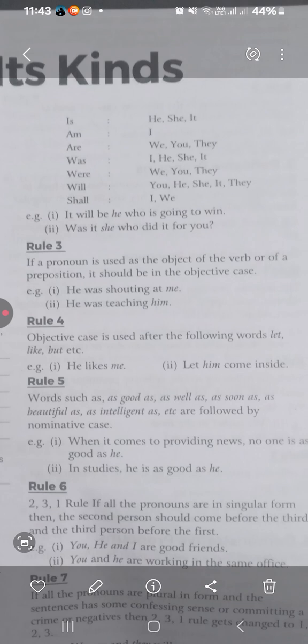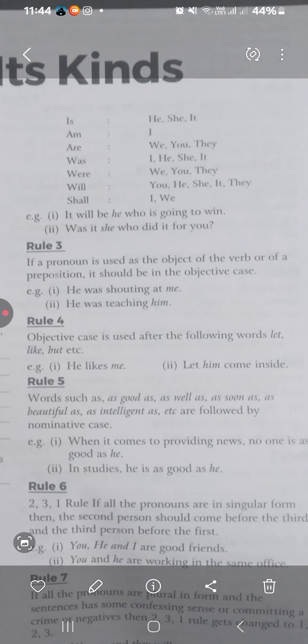Rule three: if a pronoun is used as an object of the verb or a preposition, it should be in the objective case. Example: he was shouting at me. We were teaching him. So we use the objective case when it is the object of the verb or of a preposition. The rule for objective case is that it is used after the following words: let, like, but, etc. We are also using objective case like he likes me, let me complete, or let him come inside.